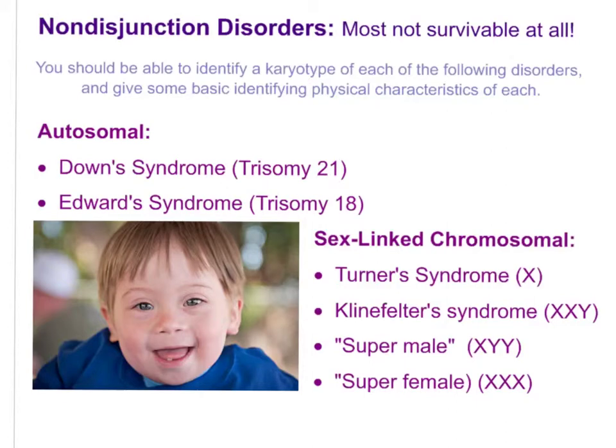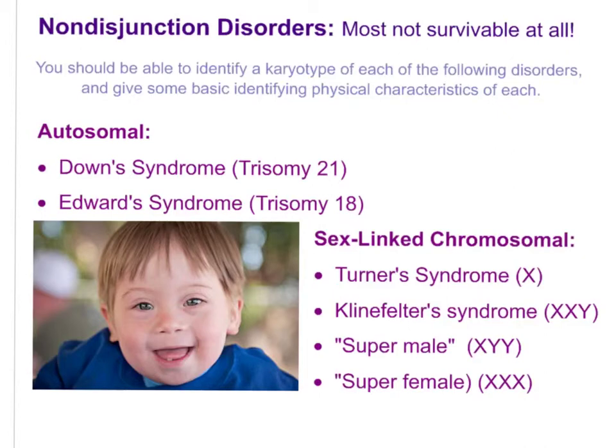So most of the time, non-disjunction disorders are absolutely not survivable. Just rarely are they ever. Down syndrome happens to be one of these non-disjunction disorders that is survivable in humans. It's absolutely the most common one. There are a few others that happen to be survivable. For the most part, however, if an individual has a non-disjunction disorder, they will not survive very, very early in the pregnancy. That zygote will, it's fatal.